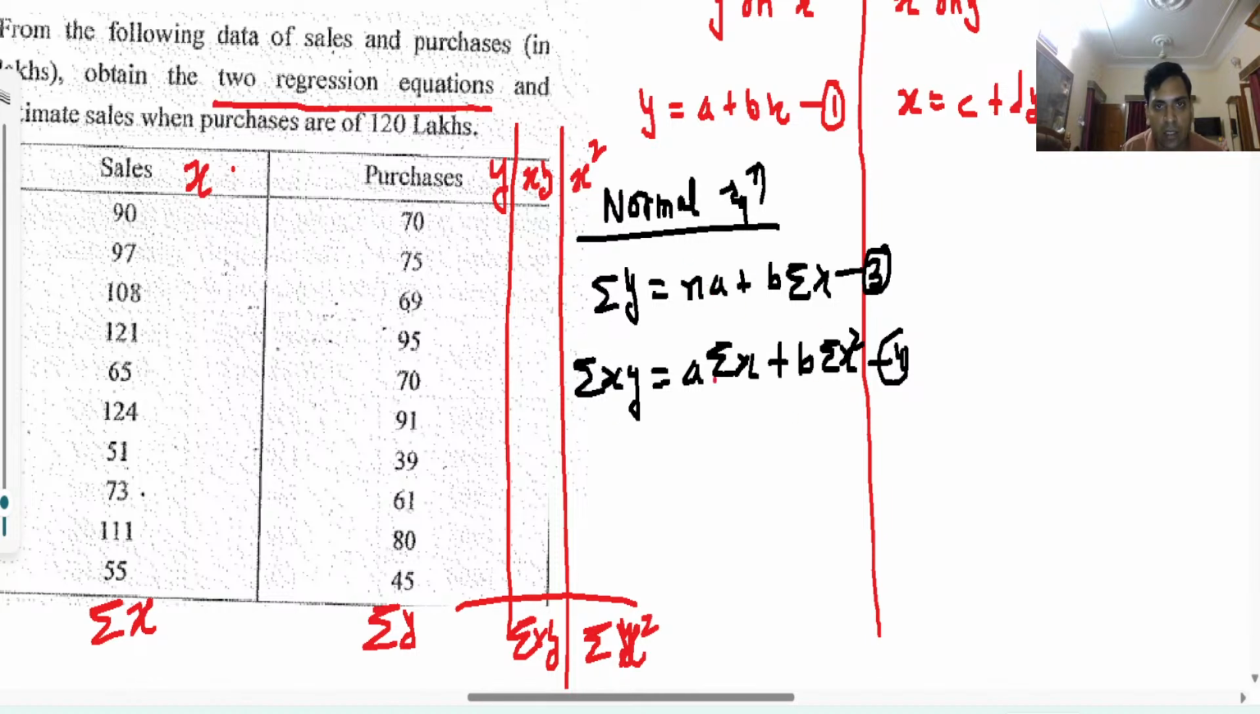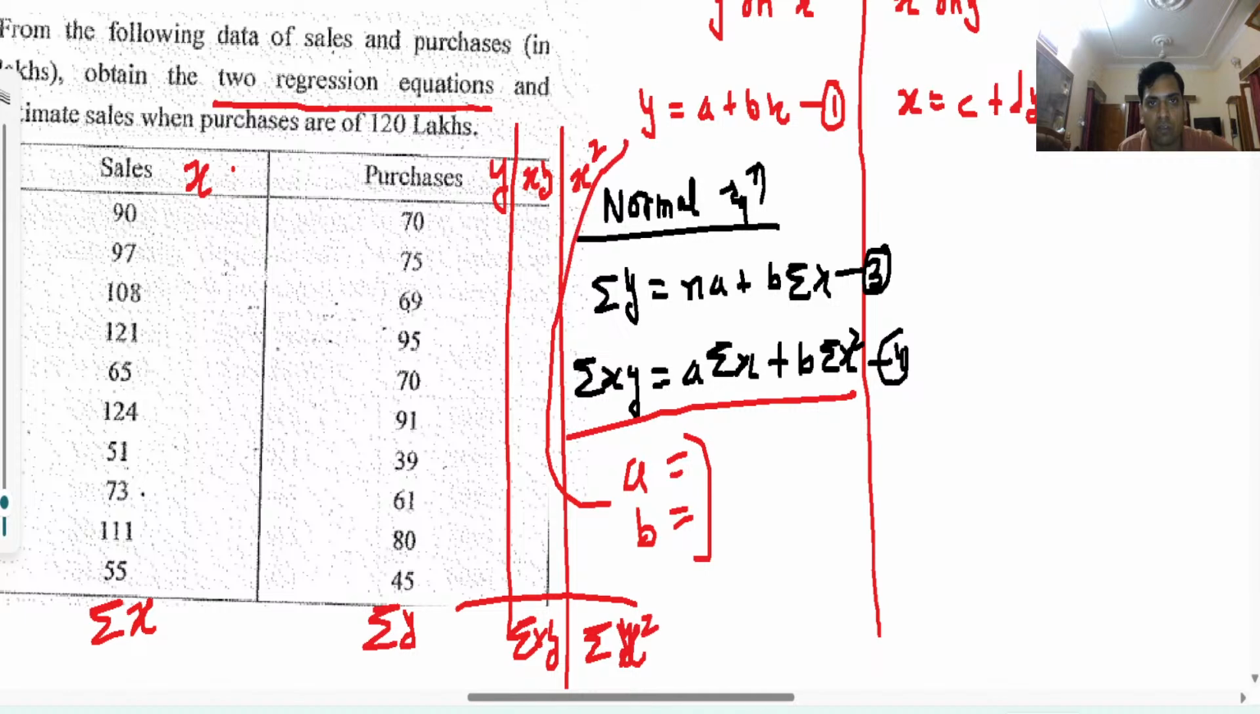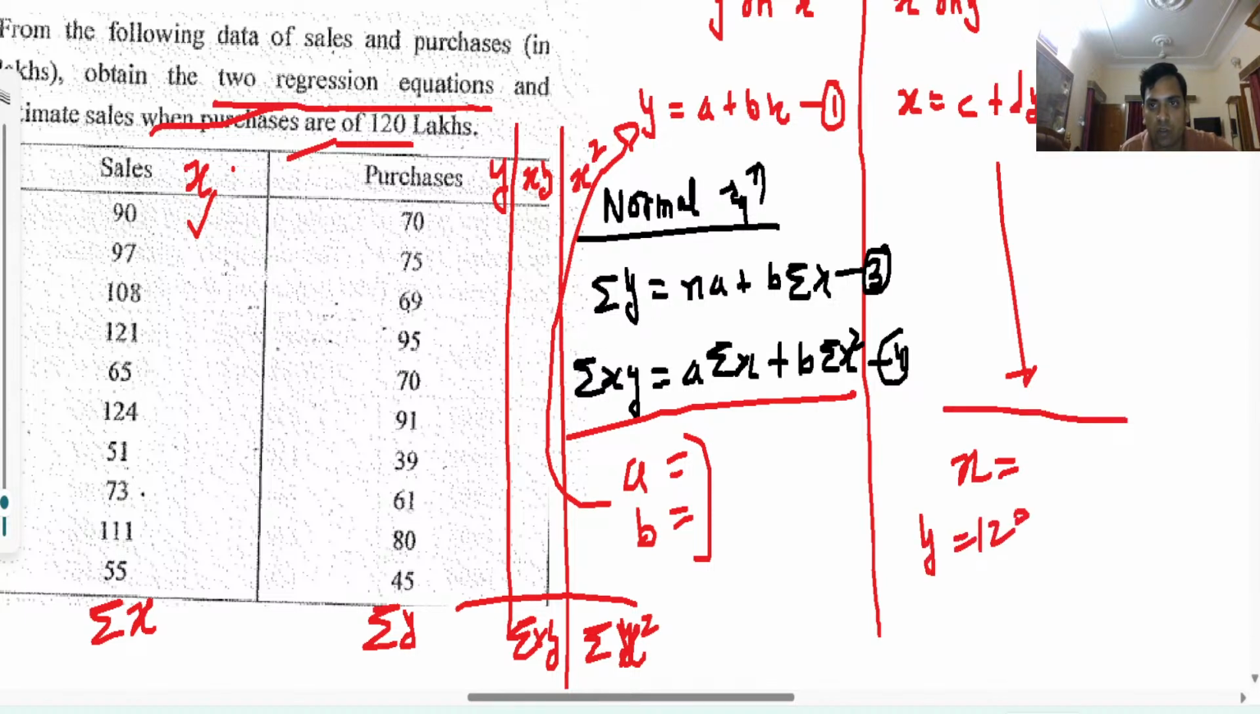Then you will see there are two normal equations in the form of simultaneous equations. Then you can find the values of a and b from these two equations, and put them in equation one. This is the y on x relationship. Now one more thing: when purchase is 120 lakh, we need to find sales, so this is x on y. First you will find the x on y relationship, then put y equal to 120 in it, and then you can find the value of x.